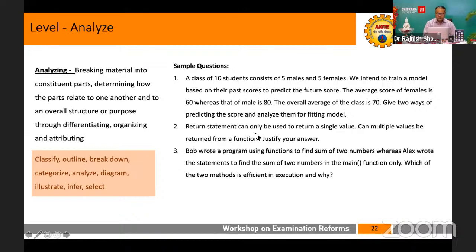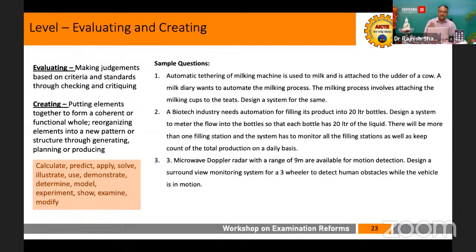Then return statement can only be used to return a single value. Can multiple values be returned from a function? Justify your answer. And this student will be able to do it if he has understood the subject well, and if he will be able to analyze this particular situation in a particular way, then only he will be able to address this particular question. Then evaluating and creating, as has been told time and again, these are both higher levels of learning.